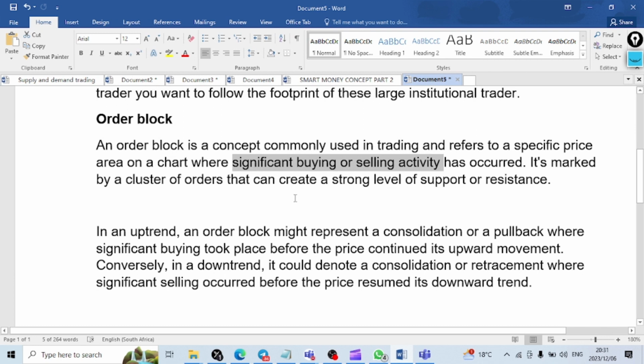Okay, we'll also talk about why price will normally come back to that area where there's been significant buying or selling activities. In some definitions, they talk about price action and smart money concept in ICT. The difference is this: I used to think that there's a large difference between ICT and price action concept.